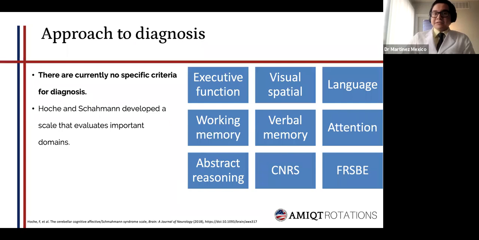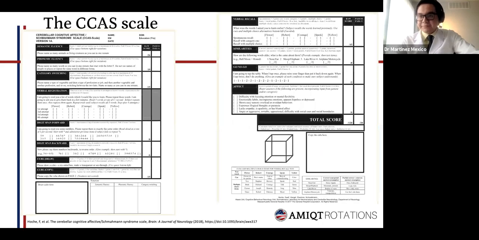So right now, the approach to diagnosis is clinical. There are no specific criteria, although Hoche and Schmahmann actually evaluated a scale to evaluate the most important domains. What they did is they applied around 70 tests of this wide variety of different tests, including neuropsychiatric rating scale of the cerebellum with CNRS, frontal functions, abstract reasoning, etc. And they applied those to many different patients.